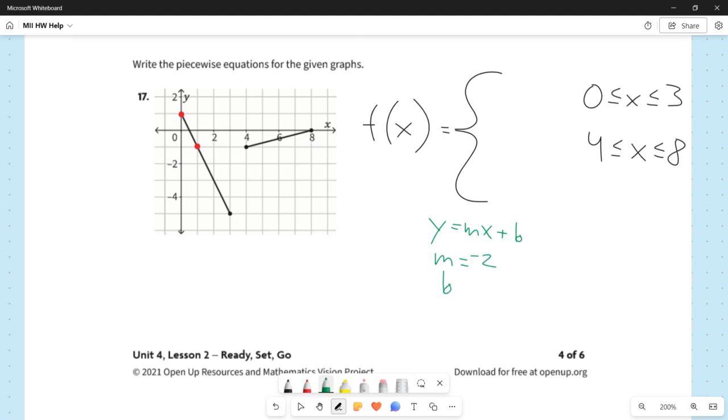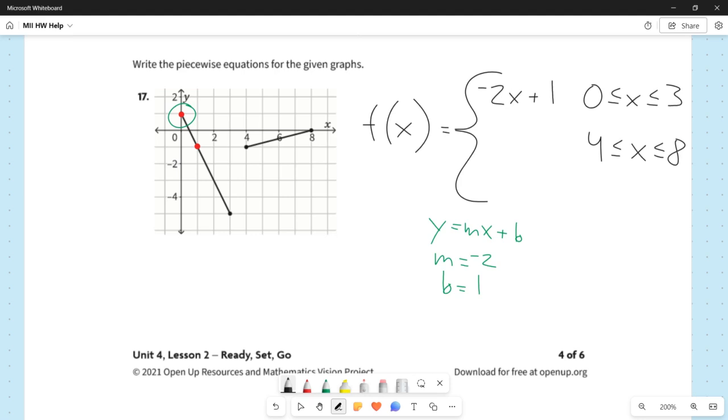B, as always, is our y-intercept. And what's nice about the first piece is that it literally intercepts the y-axis right there. So that is our y-intercept, which is 1. And so b in this case is 1. All right, well, that wasn't too bad. So that means that our first piece of the piecewise function is going to be mx plus b, and m is -2. So it's going to be negative 2x plus 1.